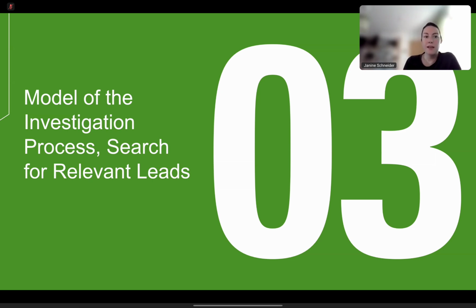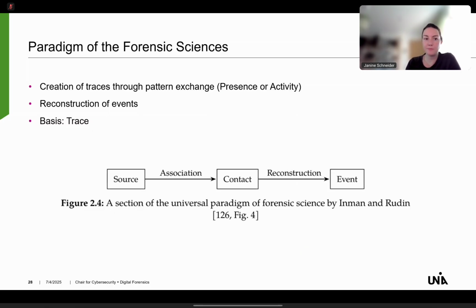So let's continue with the model of investigation processes and the search for relevant traces.